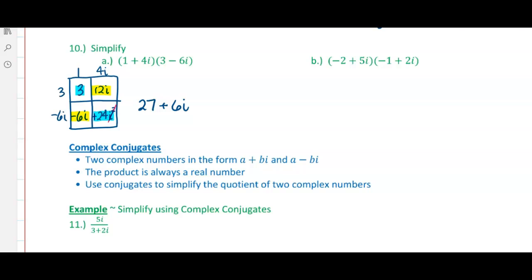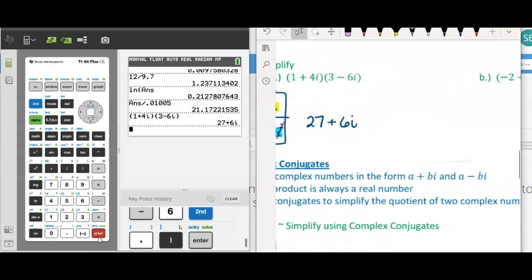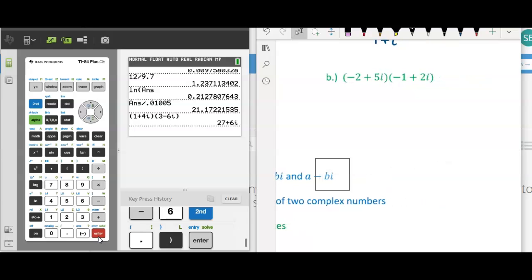You can also type that on your graphing calculator to check it. You could type parentheses 1 plus 4i. i can be found by pressing second and the decimal point, and then multiply again by 3 minus 6i. You get 27 plus 6i, which is exactly what we got using the box method. Go ahead and pause your video and try letter B.